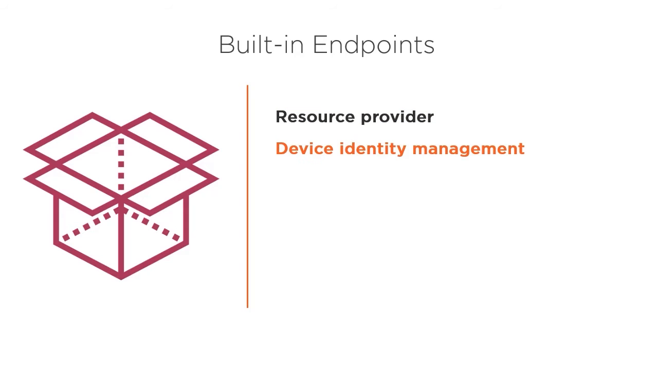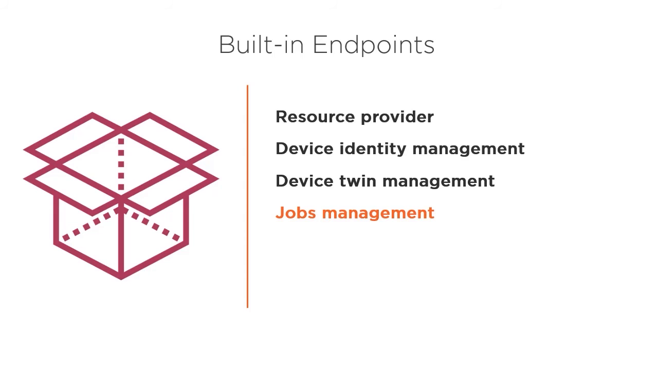Each IoT Hub exposes a set of HTTPS REST endpoints to manage device identities: create, retrieve, update, and delete. Device identities are used for device authentication and access control. Device twin management is where each IoT Hub exposes a set of service-facing HTTPS REST endpoints to query and update device twins, or update tags and properties.